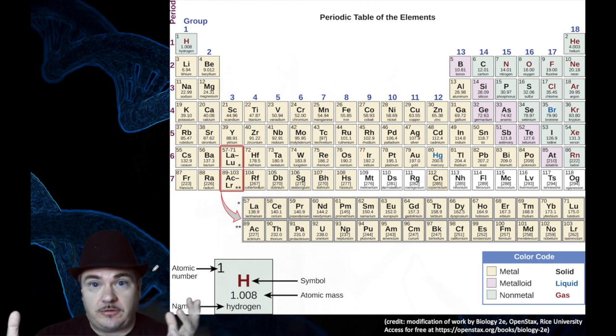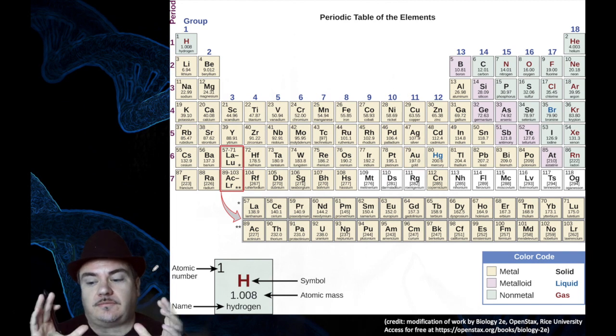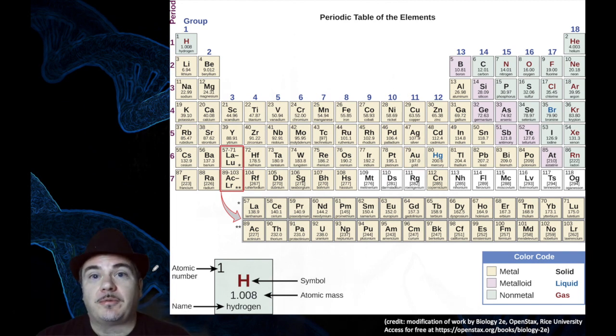But there is some things we do need to understand about the periodic table. First thing is that each box represents a different element. For example, up here we'd find the element hydrogen. Over here, carbon. Over here, oxygen. Okay, so each box is a different element. Now, inside each box is a set of information.